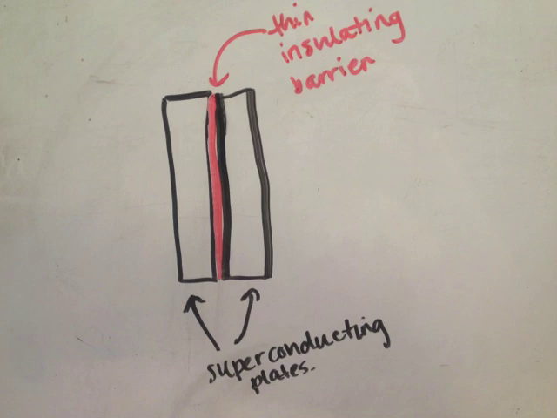The wave functions of the Cooper pairs on each side of the junction penetrate into the insulating region and lock together in phase. Under these conditions, a supercurrent will flow through the junction in the absence of an initial applied voltage. And that, my friends, is the DC Josephson effect.